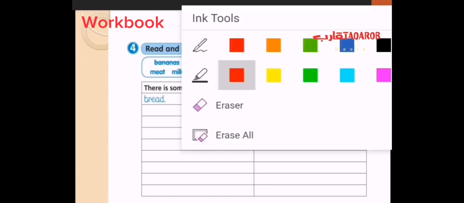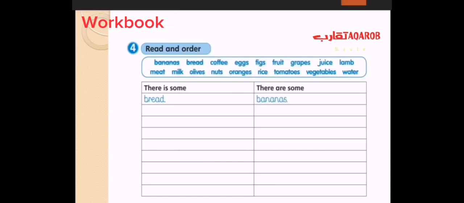Now let's do this exercise. Read and order. First, we will use there is some or there are some. Again, we use there is some when we talk about a singular countable noun or an uncountable noun. There are some, we use with a countable noun, but this noun will be plural. Let's start with the first one. Bread, we will say there is some bread. Bananas, there are some bananas.